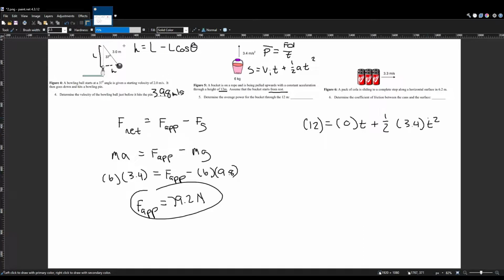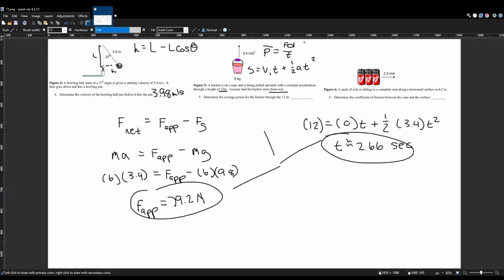When we put this in our calculator, 12 is equal to 0 t plus 1/2 times 3.4 times t squared. Time is going to be approximately equal to 2.66 seconds.